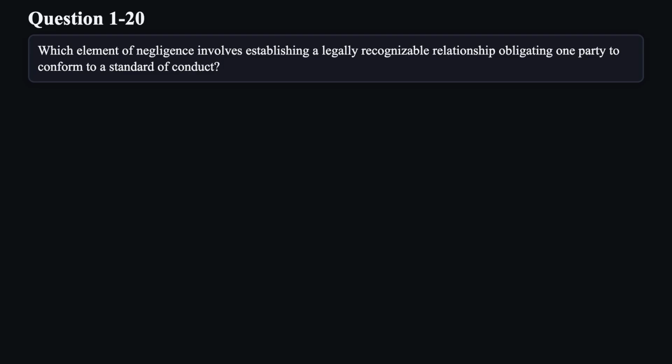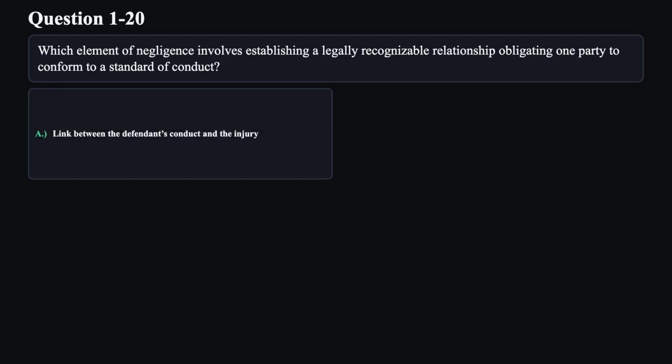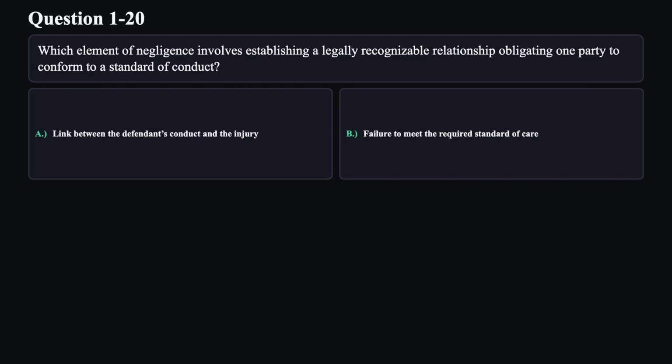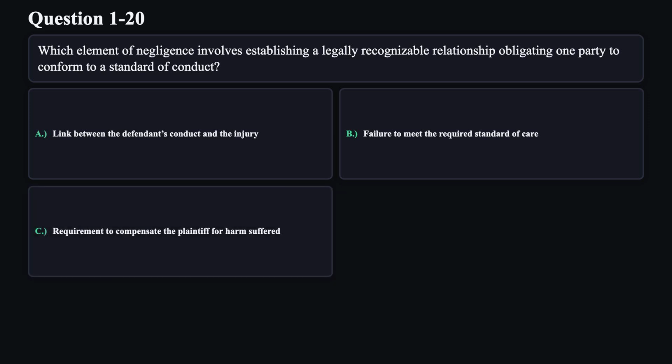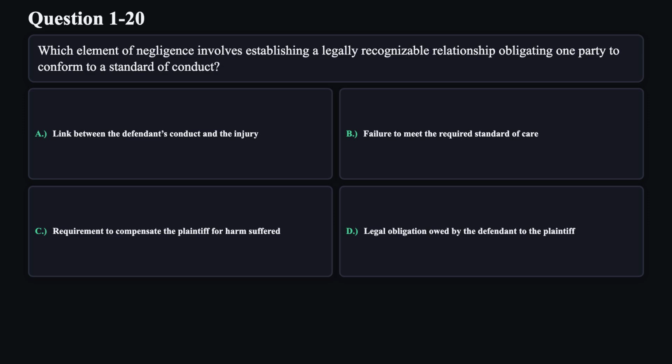Question 20. Which element of negligence involves establishing a legally recognizable relationship obligating one party to conform to a standard of conduct? A. Link between the defendant's conduct and the injury. B. Failure to meet the required standard of care. C. Requirement to compensate the plaintiff for harm suffered. D. Legal obligation owed by the defendant to the plaintiff.